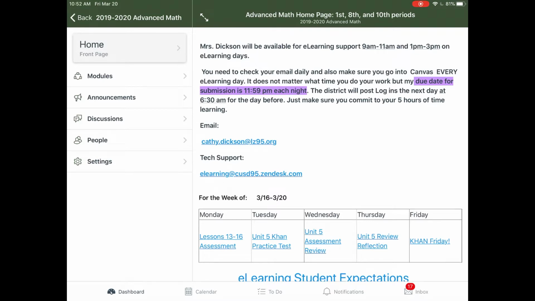I switch my due dates from usually the next day after school to that same evening at midnight, just because I know students are going to be waking up at different times, going to bed at different times. I want to give them the flexibility, but yet have them responsible for some kind of e-learning each day. And they are supposed to be committing to 5 hours a day.